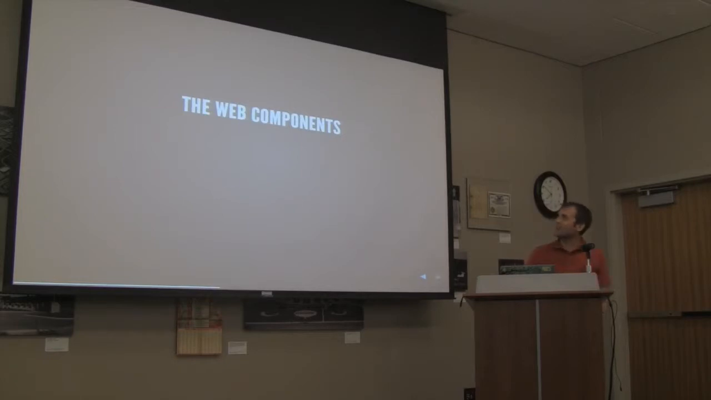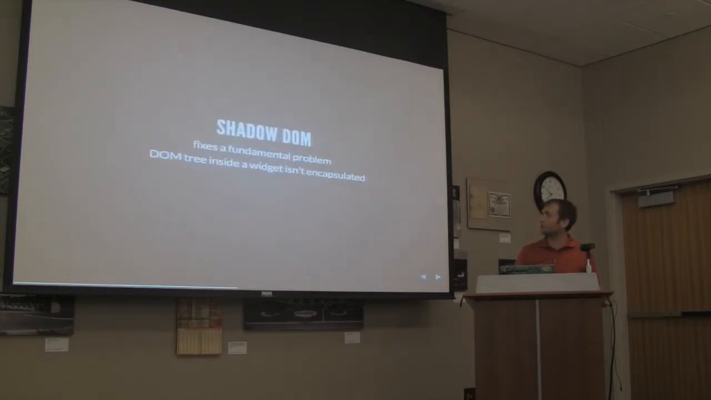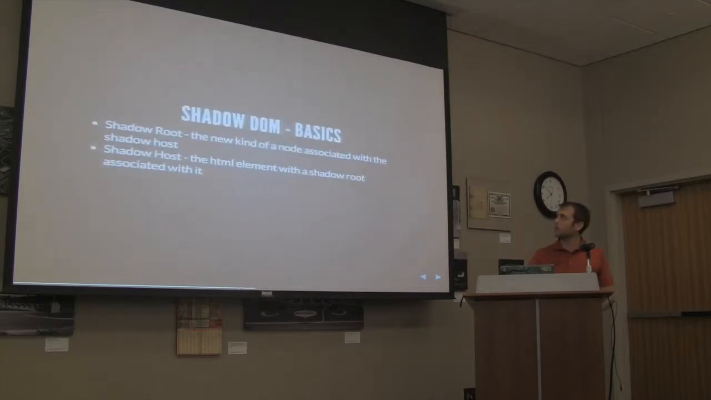Okay. So, web components is composed of template, Shadow DOM, custom elements, and packaging. But for the point of this, I'm going to be mainly focusing on the first two, and I don't even know if we'll get to the custom elements. But you should know that Shadow DOM fixes a fundamental problem: that DOM trees inside of widgets aren't encapsulated, and it fixes it by doing it.